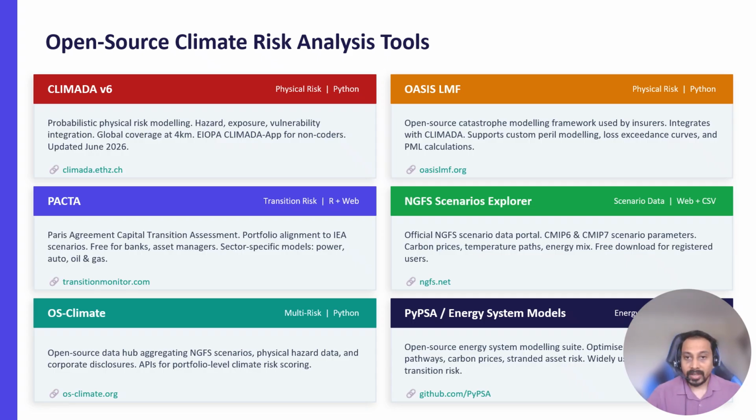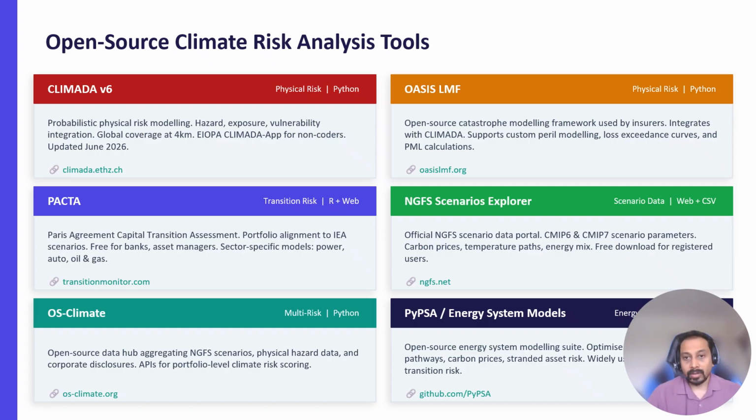So for scenario data, the NGFS Scenario Explorer at ngfs.net is the official source for NGFS scenario parameters, including the CMIP7. The SSP database has the full IPCC AR6 datasets, and the Copernicus Climate Data Store provides free satellite-derived climate data with a Python API. So this is what feeds the hazard module in climate analysis.